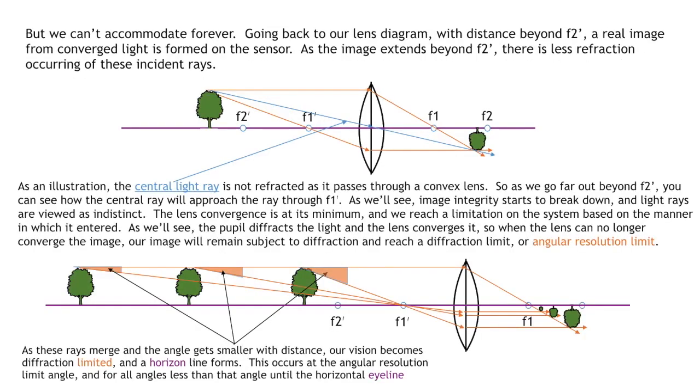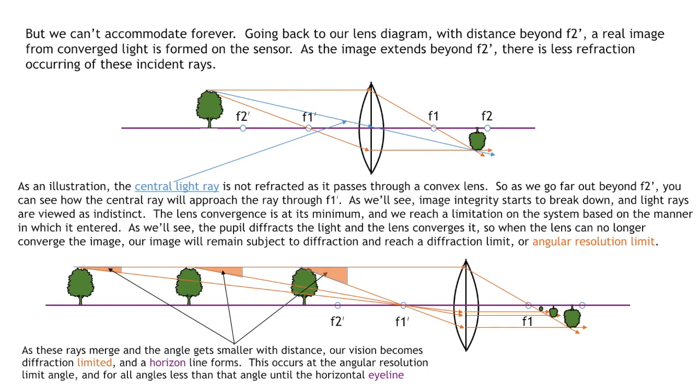But again, we can't accommodate forever. Our lens system does reach its maximum. So going back to our diagram again, with a distance beyond f2 prime, a real image from converged light is formed on the sensor or the back of our retina. As the image extends beyond f2 prime, there is less refraction occurring of these incident rays.